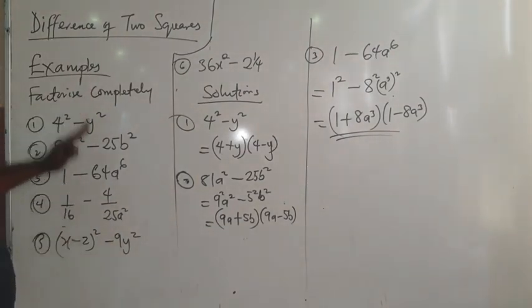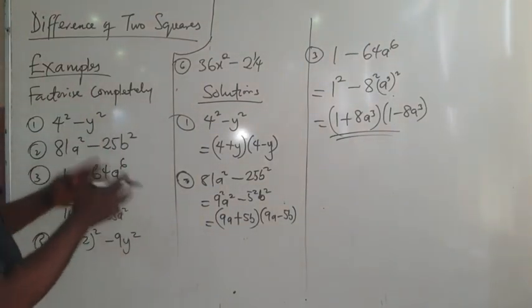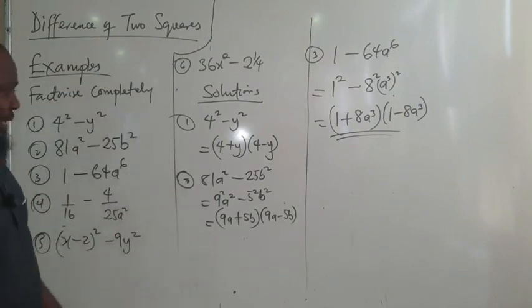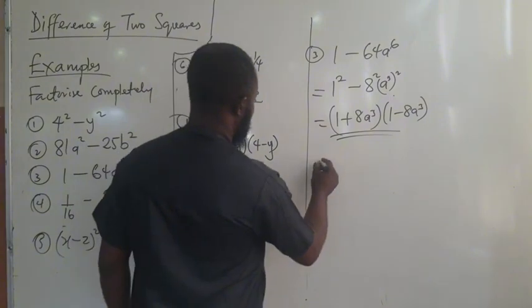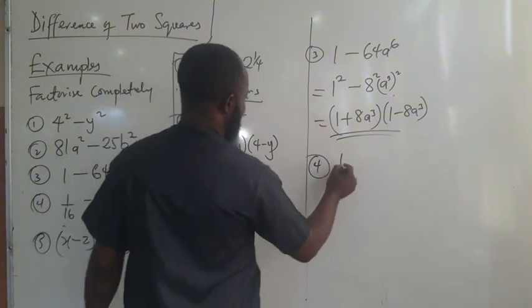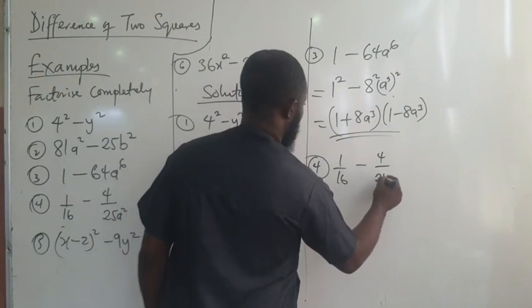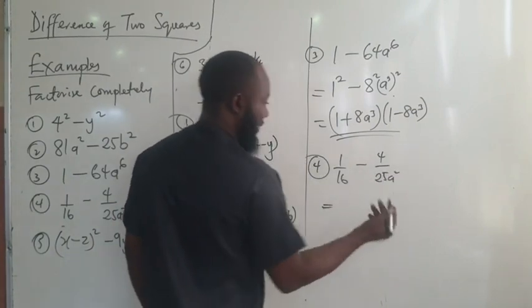So I slightly brought out all this so that any question that can come out, you will be able to do it, okay, since we have done something similar to that. Then we look at number 4. We have 1 over 16 minus 4 over 25a squared. So this is also very simple.